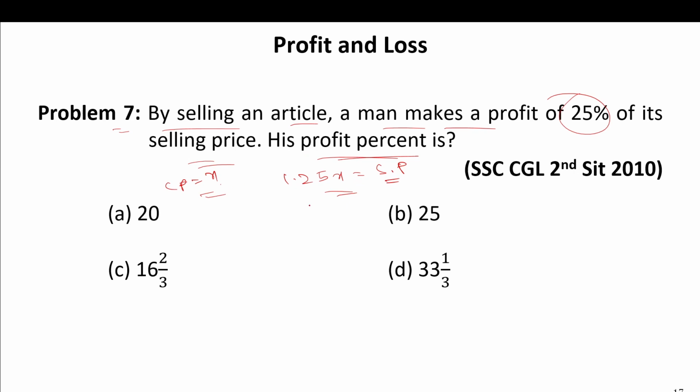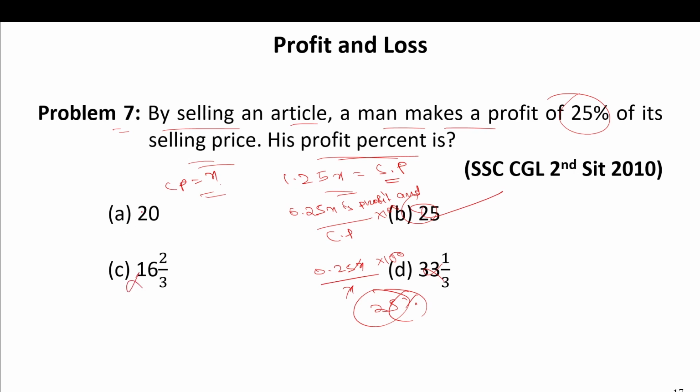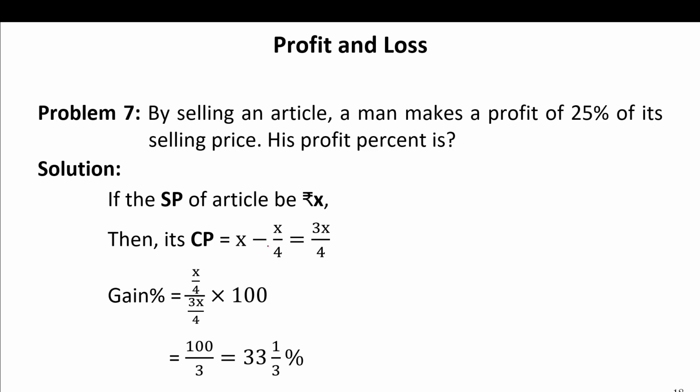So his profit percentage is what? Since 0.25X is the profit amount, profit amount by CP into 100 is equal to the profit percentage. So it is 0.25X by CP, which is what? Multiplied by 100, right? So by X, and you multiply by 100. So 25. So 25% is the answer here. So B is the correct answer here. D, C and A are all wrong answers. So let's see the step-by-step solution for problem number 7.